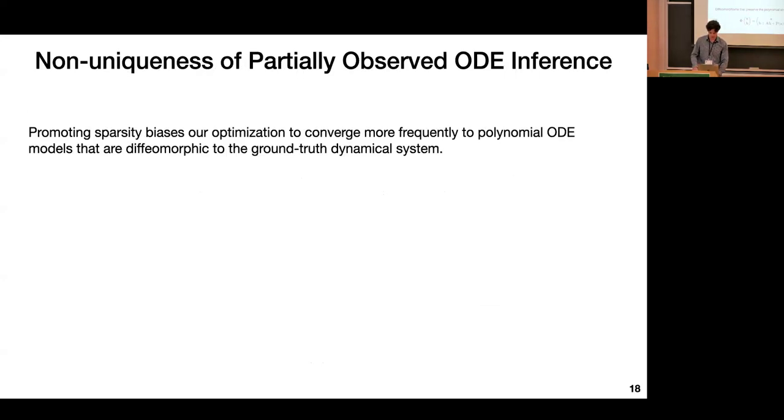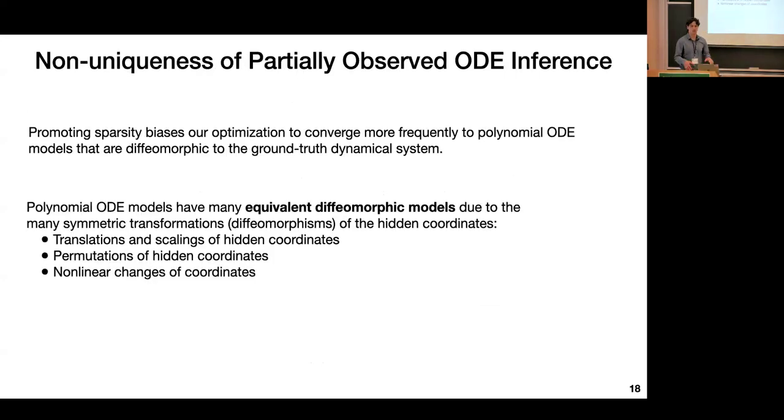Okay. So to summarize, really, what has this experience taught us? It told us that for polynomial dynamical systems, if you only observe a subset of their coordinates, there exist many ways to diffeomorphically transform their unobserved coordinates to get back to an equivalent model that will give you the same exact dynamics in those coordinates that you did observe.